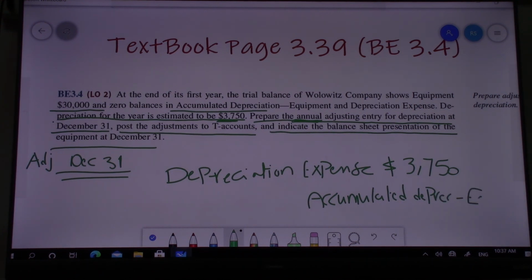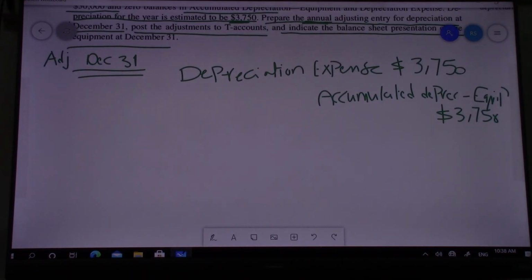Depreciation for equipment by how much? By the same value, $3,750. Okay, then you are required to prepare a T account.